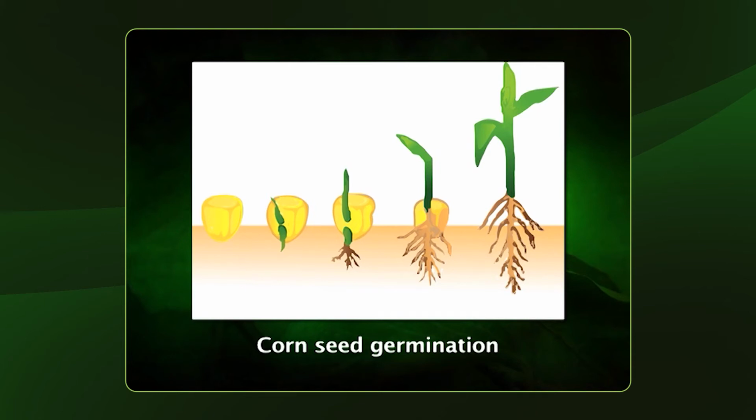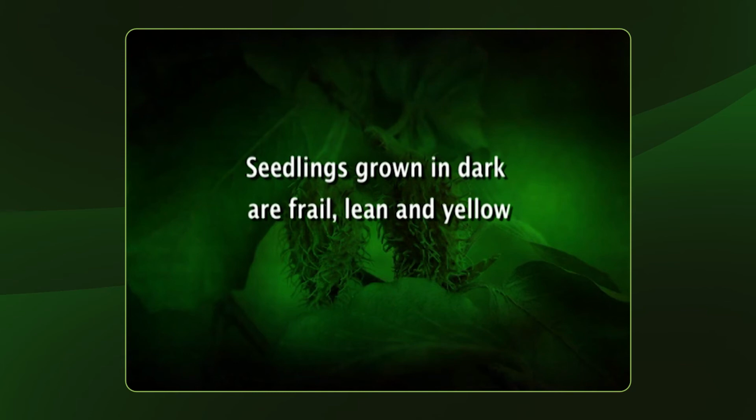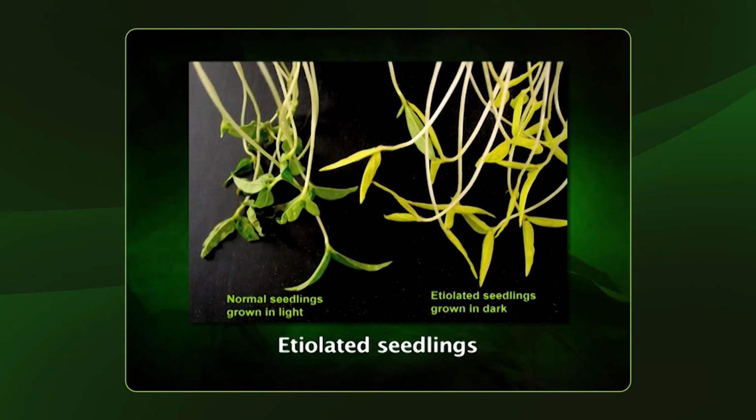Oxygen is also essential, though germination can proceed for some time even in the absence of oxygen. Optimum temperature is an essential factor in seed germination. Light is required only in case of positively photoblastic seeds. Seedlings grown in dark are frail, lean, and yellow. They are described as etiolated. Among the internal factors for germination, viability of seed is the most important one. Completion of dormancy is essential before germination can take place.